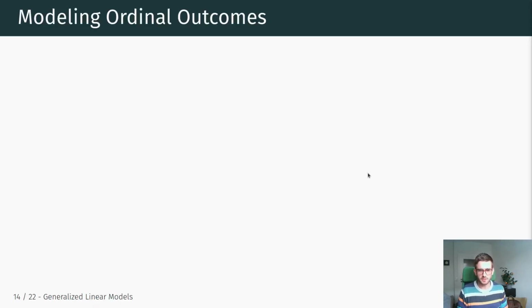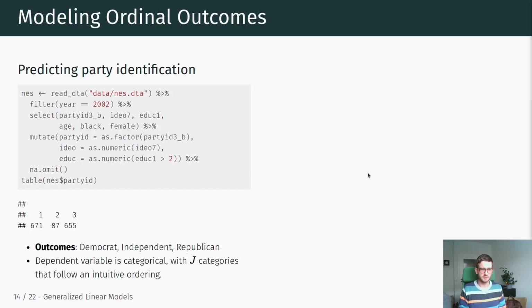So the example that I'm going to go through here, to illustrate how we can go about modeling these ordinal or ordered discrete outcomes, is to predict party identification. And what I'm going to use is a data set similar to the one that we worked with in the past, but an updated version of the American National Election Study. Here we're just looking at the year 2002, so this is basically a midterm election study, not during the presidential election.